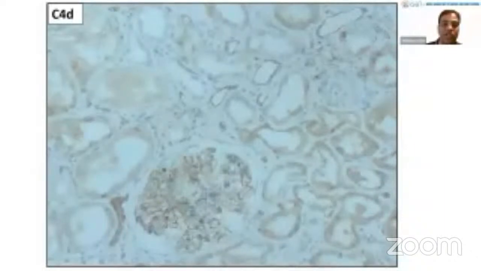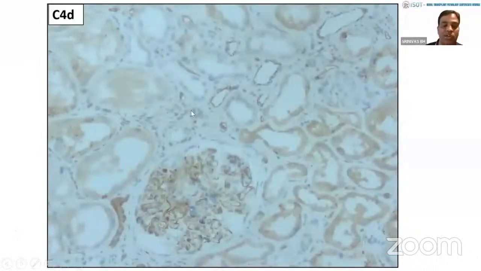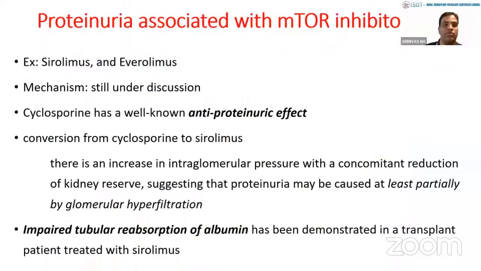C4d positivity, and even the recent electron microscopy is showing the peritubular capillary multi-layering. So the final diagnosis of this case is transplant glomerulopathy, which is causing the huge proteinuria, around 3.8 grams, after 2 years post-transplant. So these are the biopsy correlations with proteinuria.